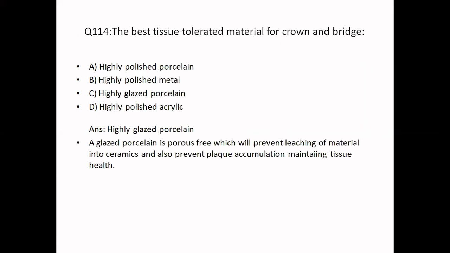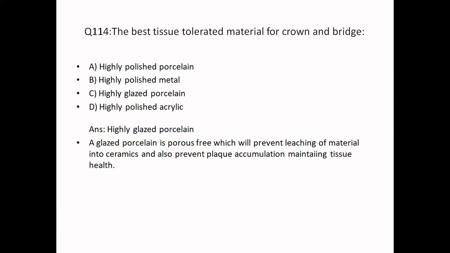Now the best tissue-tolerated material for our crown and bridge: highly polished porcelain, highly polished metal, highly glazed porcelain, or highly polished acrylic? Now by the exclusion method, acrylic has to be removed first as an option which cannot be chosen.